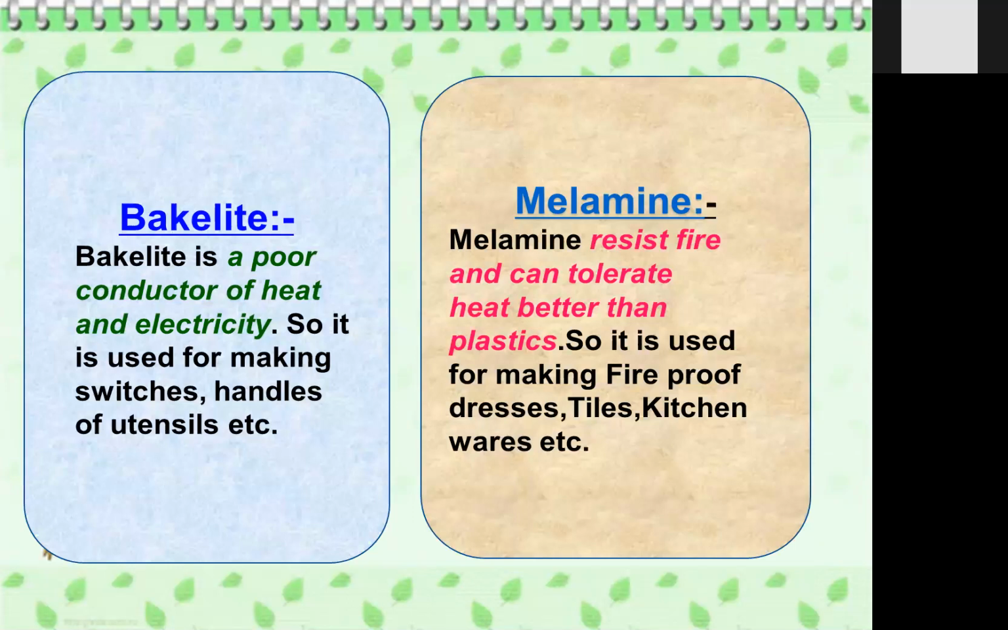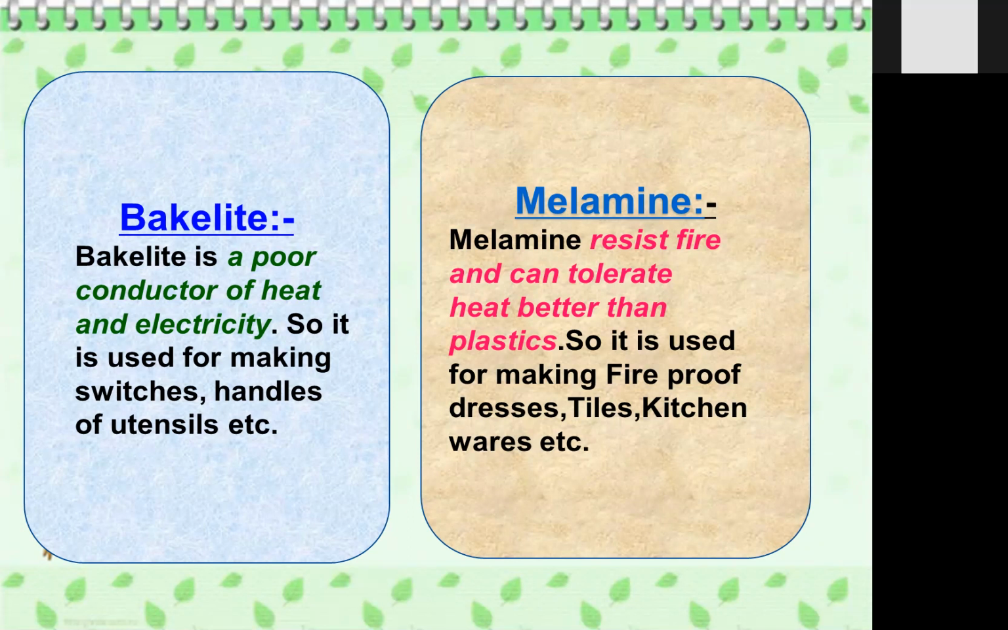But the other useful thing we can take from bakelite is that it is used for making wires, meaning the covering of them, handles, switches and all. If the switches were not using bakelite, what would happen? We may get current, right? If the handles of utensils were not made of bakelite, what would happen? We may get the heat and it may hurt us, right? So that's why it is a very good material used in our kitchen at home.